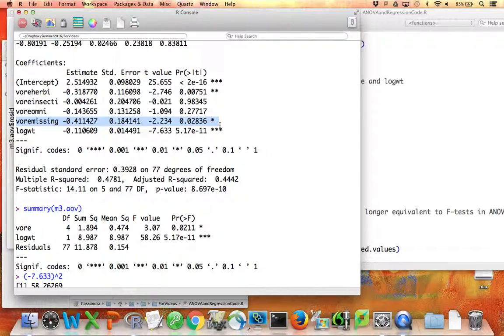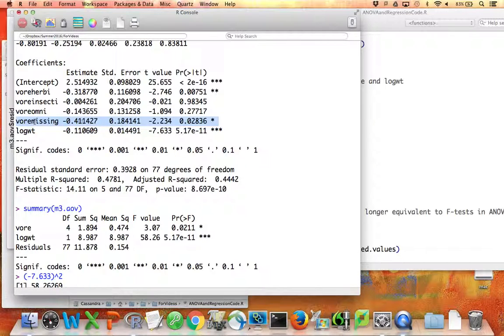is a summary of a t-test for the null hypothesis that the coefficient for VOR being missing isn't necessary. In other words, if we left out the indicator for VOR being missing, but kept the indicator for VOR being herbivore, or for the animal being an insectivore, or for the animal being an omnivore, if we kept these predictors in here and just omitted this one, would our data be surprising? That's different than the test for whether VOR matters at all.